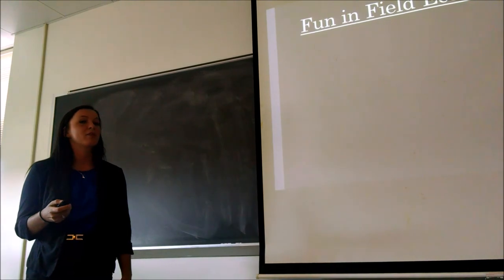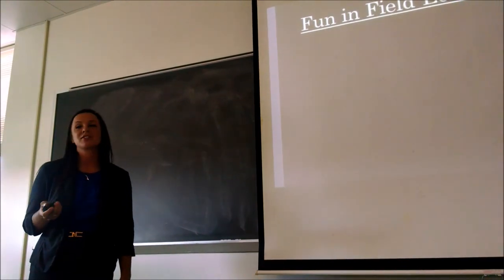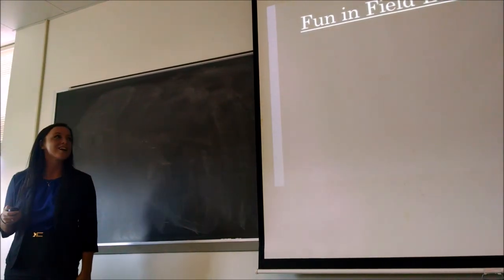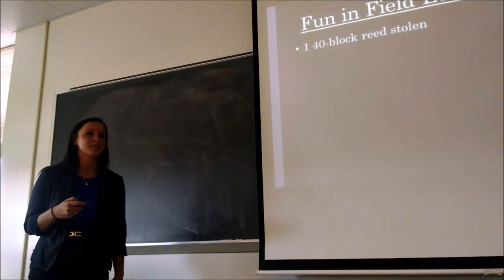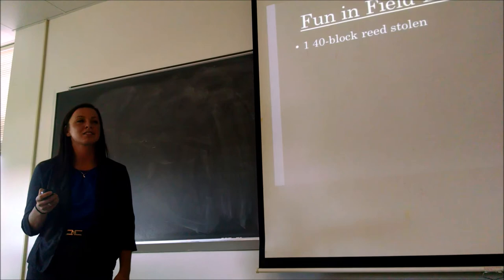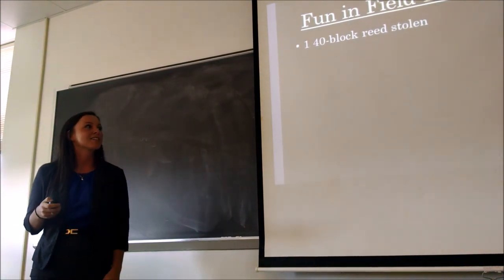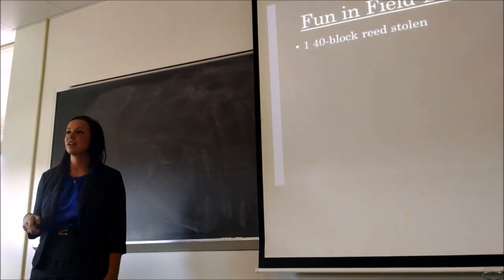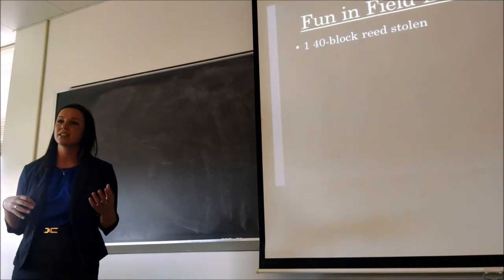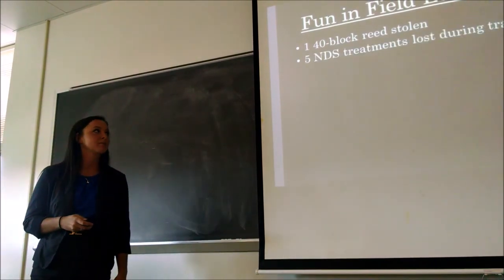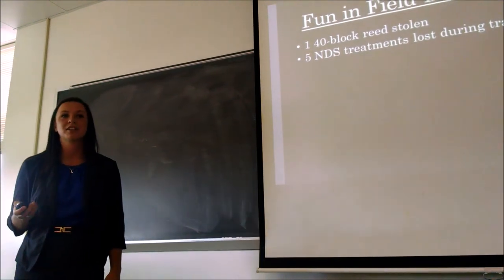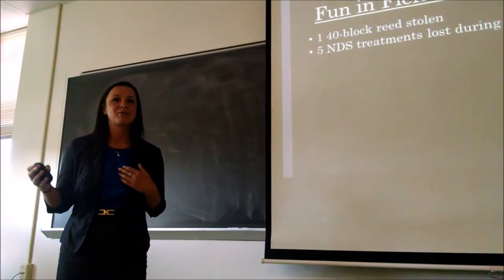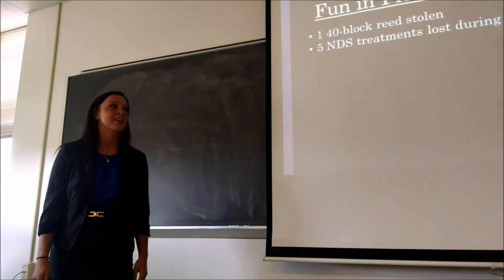So one of the things that was really interesting about reading this paper is we got to see all the fun you can have in field ecology. One of the first interesting parts of this paper is that one of their 40 block reefs was stolen off the reef, so they had to use 19 groups instead of 20. Five NDS treatments were lost during transportation. It was lucky that it was pretty much one from each treatment group. They didn't really say how they were lost, but they were.